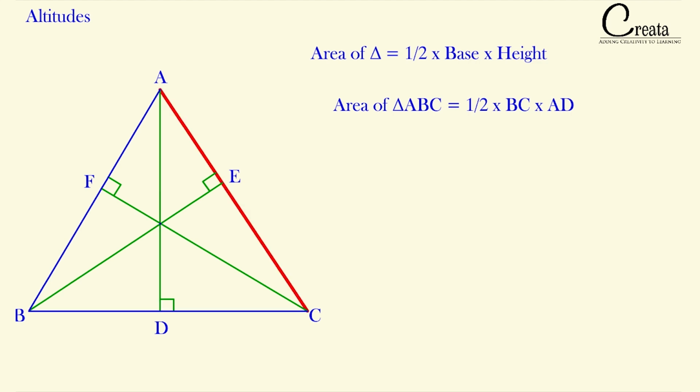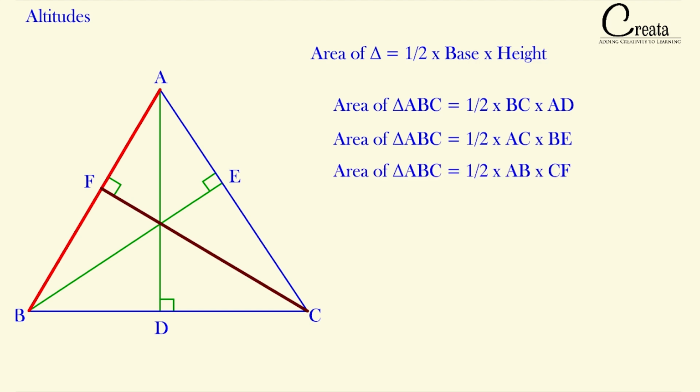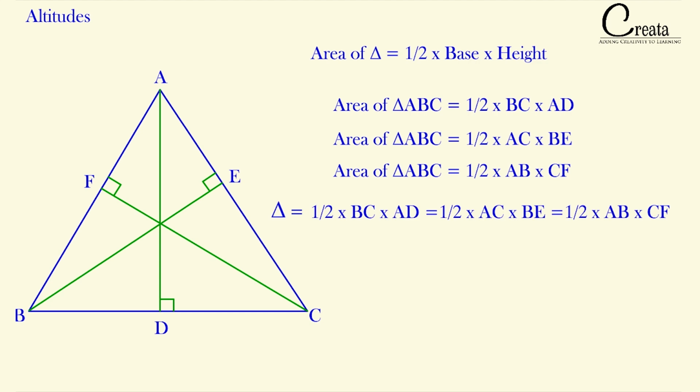Similarly, if we take AC as base and BE as the altitude, we get the area of the triangle as half into AC into BE. Similarly, with AB as base, we can say the area is half into AB into CF. So these 3 are the area of the triangle ABC. Let's equate all of them. We get 2 times delta, that is the area of the triangle, is equal to BC into AD is equal to AC into BE is equal to AB into CF.